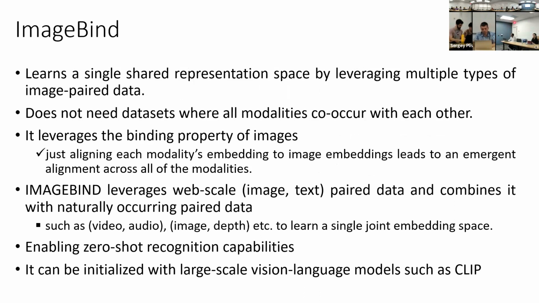So we propose ImageBind. It learns a single shared representation space by leveraging multiple types of image paired data, and it doesn't need a dataset where all modalities occur together. It leverages the binding property of the images: just aligning each modality's embedding to the image embedding leads to an emergent alignment across all of the modalities.